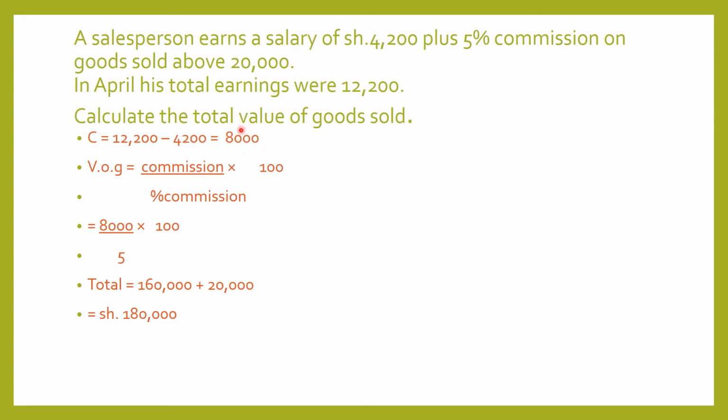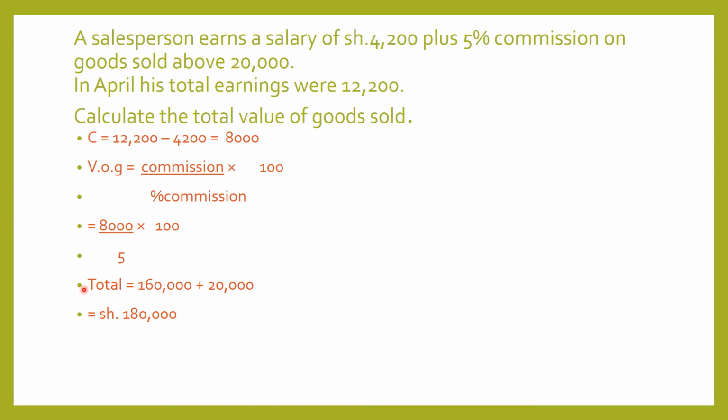So can we apply our formula now? Yes. Commission, which is 8,000, over percentage commission, which is 5%, then times 100. Very easy, just like that. So it is 8,000 over 5 times 100. 8 divided by 5 is 1, 16 with 4 zeros, so it is 160,000. But remember, you also have 20,000 here as the value of goods sold. So you only need to add your two values of goods, the first one that you got here plus the one that they gave you, the value of goods above.